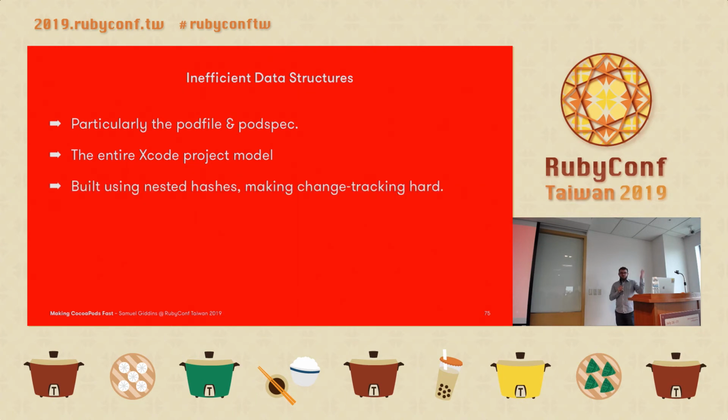And because everything is built using nested hashes, it makes change tracking really hard, which is compounded by the fact that Ruby doesn't have any sort of copy-on-write data structures. So you either try and make things immutable and then have to make them mutable, because we're writing programs that change things, or you have to do your own change tracking.